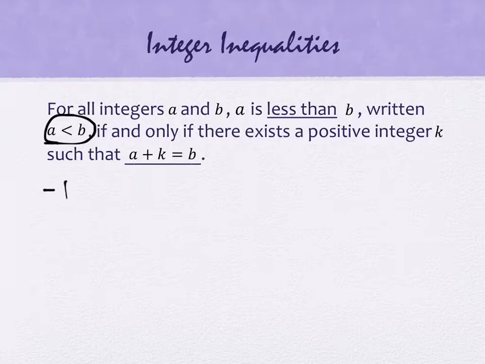So if I had something like -6 is less than 3, the reason that -6 is less than 3 is because there is a number that I could add to -6 to get 3 back. What would I have to add to -6 to get 3 back? 9. Magic number would be magic, I guess. But yeah, the magic number would be 9.